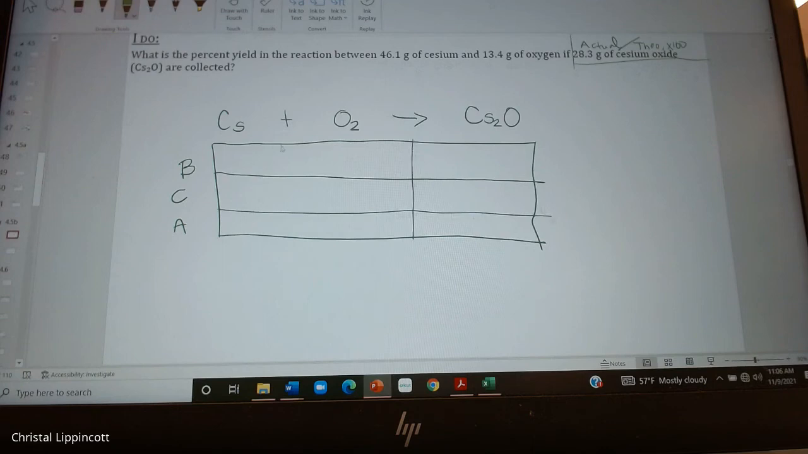And I need to balance my equation. So you have to start out with a balanced equation. So I'm going to have to put a 2 here and a 4 here to get my equation to balance. I'm going to take this and divide it by the molar mass of cesium, which is 132.1. I'm going to take this and divide it by the molar mass of oxygen, which is 32.0. That's going to give me my mole amounts that I can feed into my table here, which are 0.347 and 0.419.